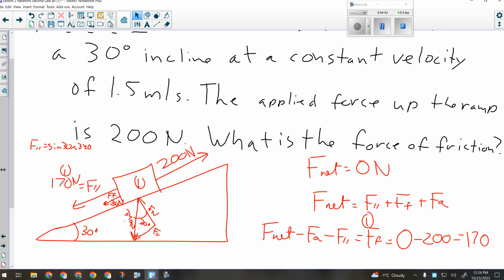A little bit? Okay. Is this triangle always the same? It is. F parallel is always the opposite side. Force of gravity is always the hypotenuse. Normal force is always the adjacent side. The angle is always the same as the angle of incline. Always, always, always.